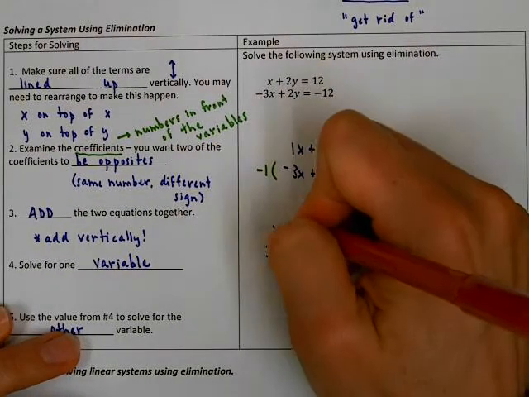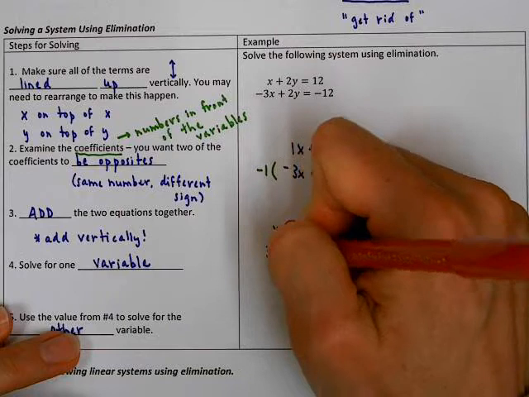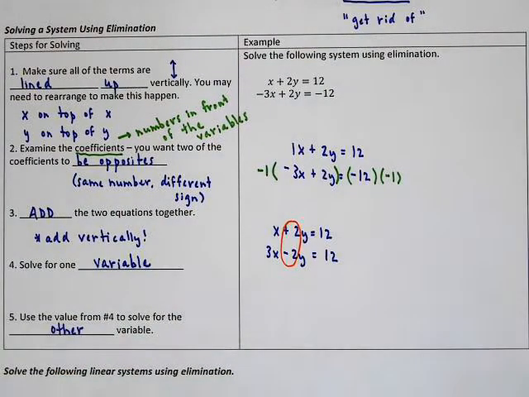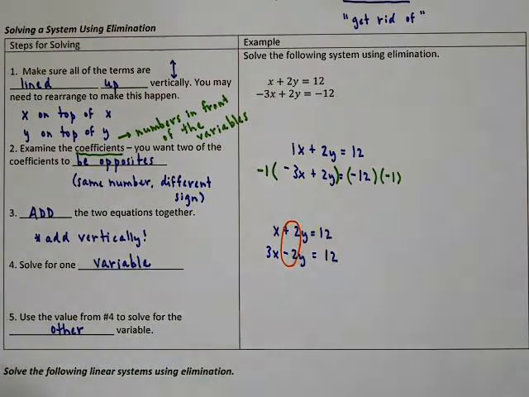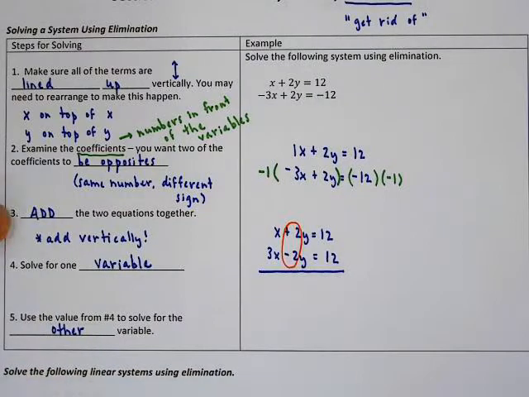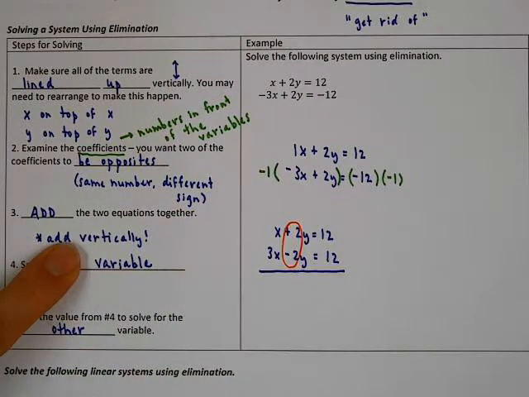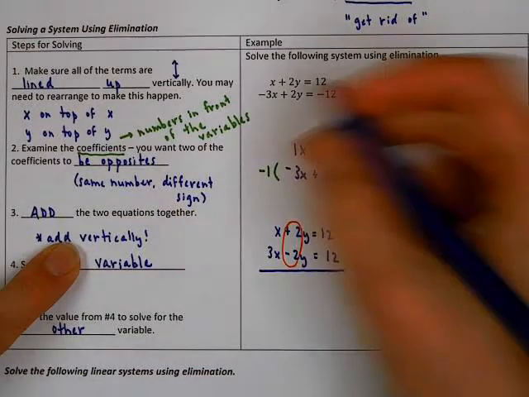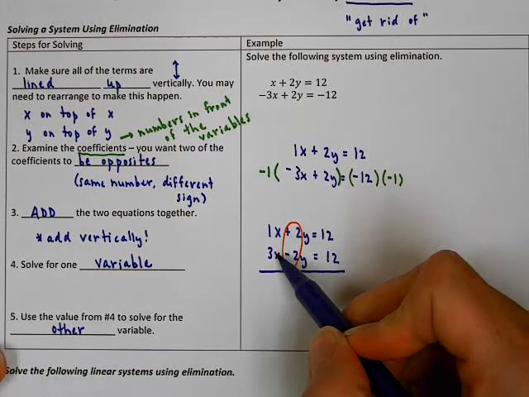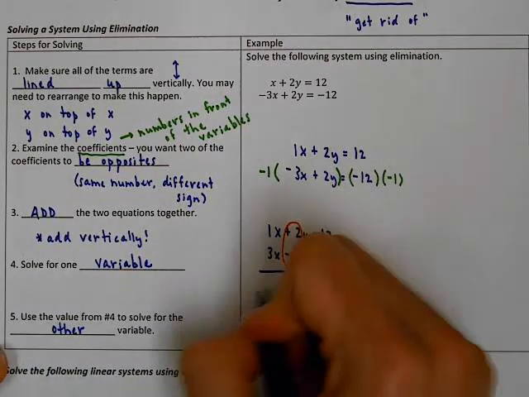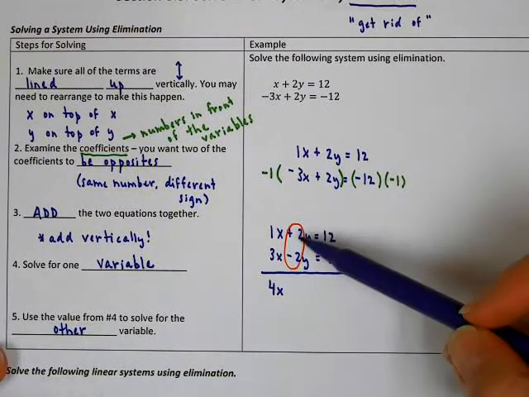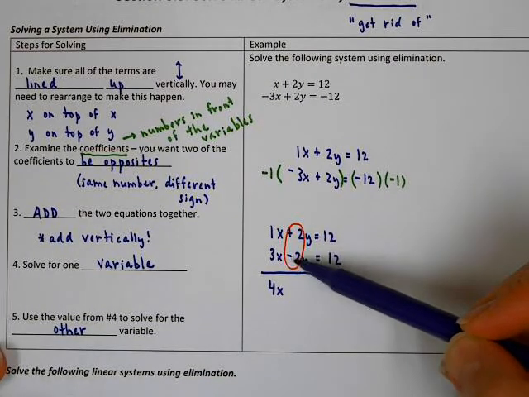What that allowed me to do is make my y coefficients opposites. One is a positive 2 and one's a negative 2. And that's going to help me eliminate a variable. So here's how that works. Step 3 said to add the two equations, and we said we were going to add vertically. This was a 1, we knew. So if I take 1x, I'm going to add 3x. 1 plus 3 gives me 4x. Now here I have 2 plus a negative 2.